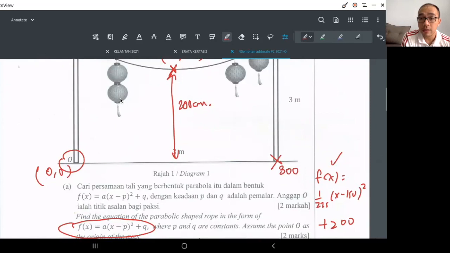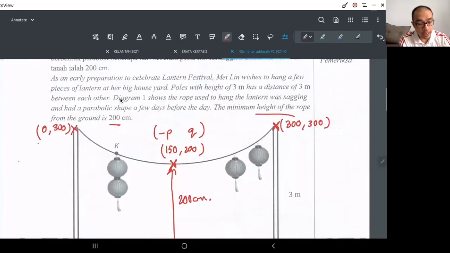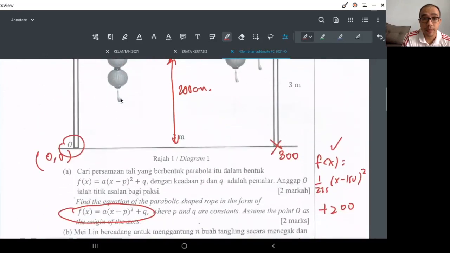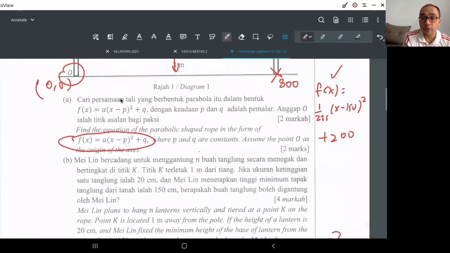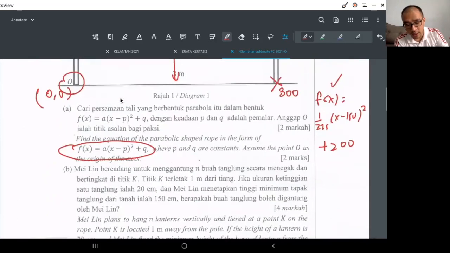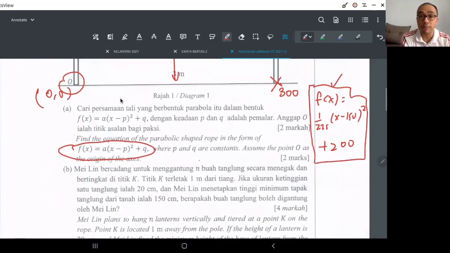Okay, so you can actually find the value of a by using any one of these coordinates. It's quite easy. Okay, can be done. So you get the answer 1/225. Once you have this answer, you will need it for question B.